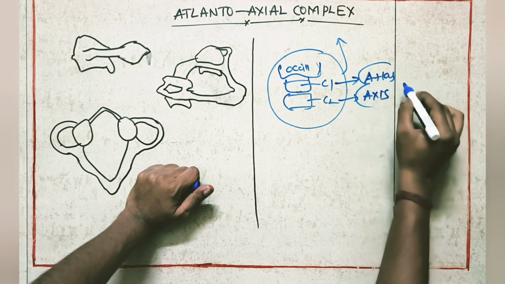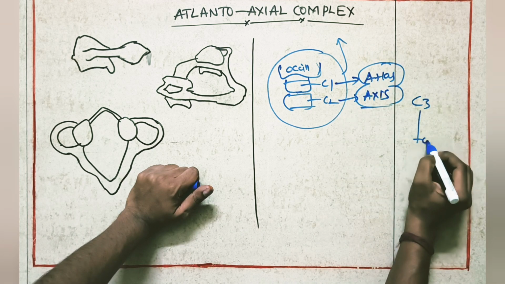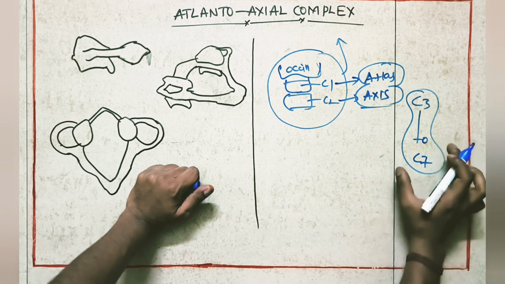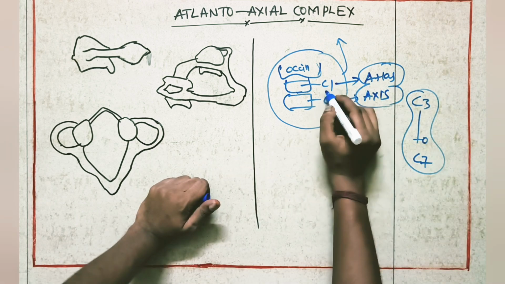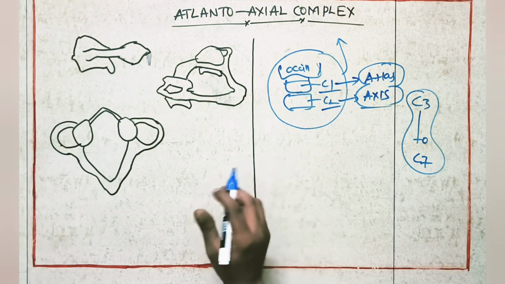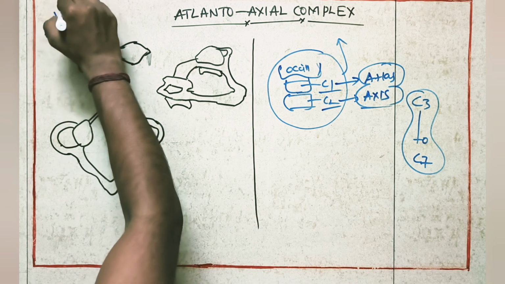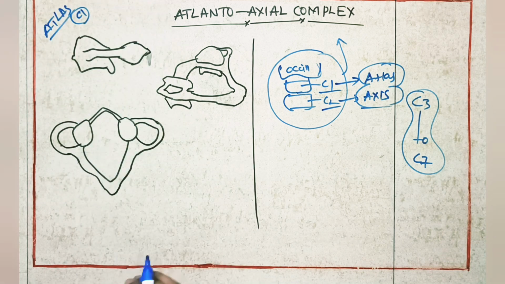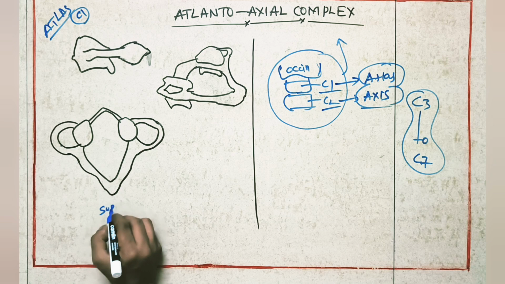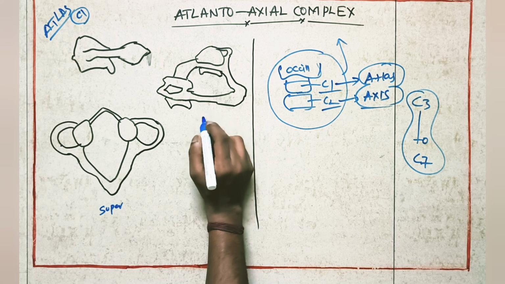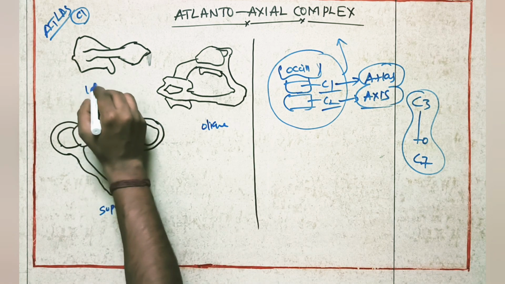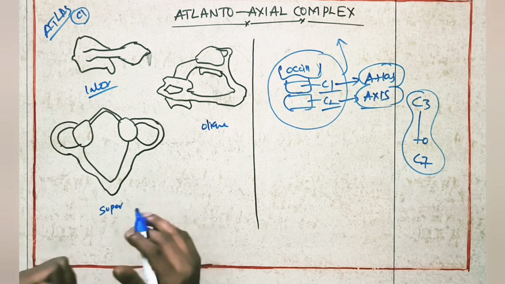These two vertebrae are structurally different from C3 to C7. The C3 to C7 vertebrae have one structure, and C1 and C2 have a different structure. Now we'll see the atlas, the first cervical vertebra. This is the superior view, this is the oblique view, and this is the lateral view of the atlas.